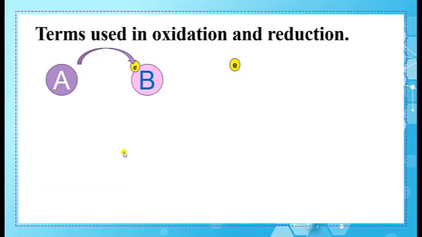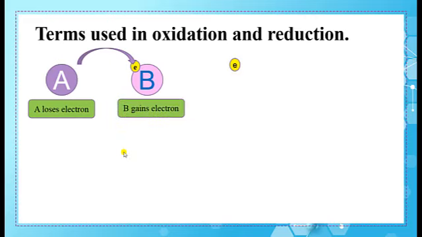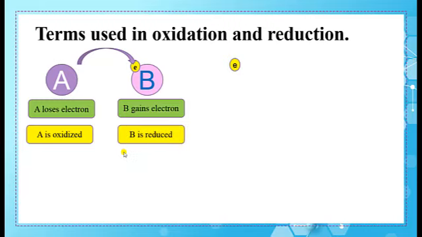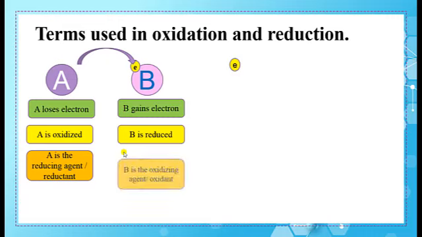Example, here an electron moves from A to B. A loses the electron, then B gains the electron. Since A loses an electron, it undergoes oxidation, or we say that it is oxidized. Now B gains the electron, so it undergoes reduction, or it is reduced. A undergoes oxidation, so it is the reducing agent. It caused the reduction of B, while B is the oxidizing agent since it causes the oxidation of A.